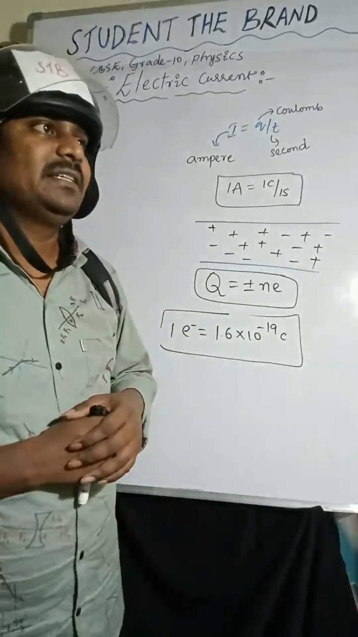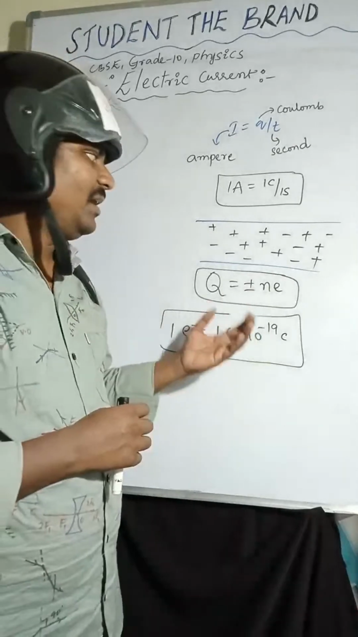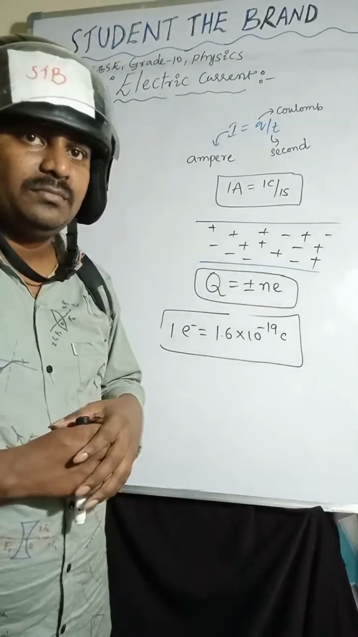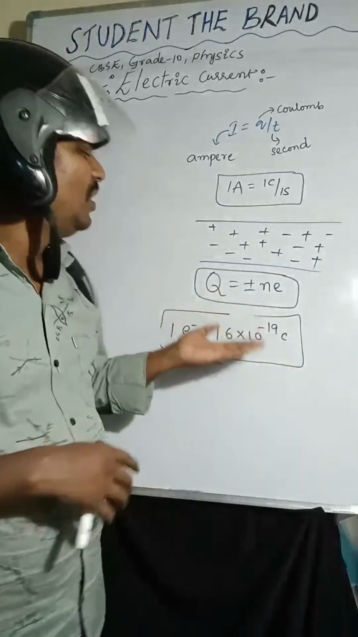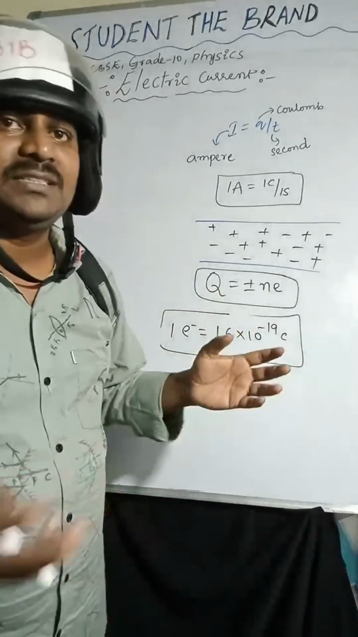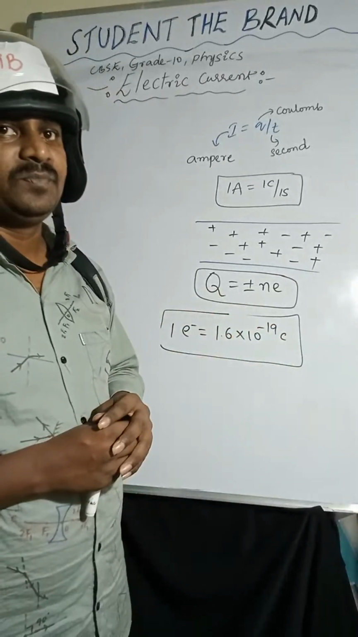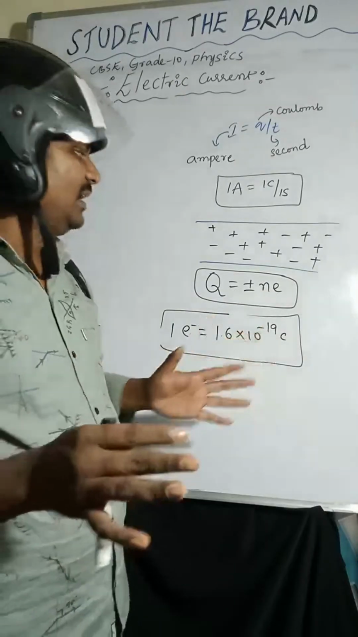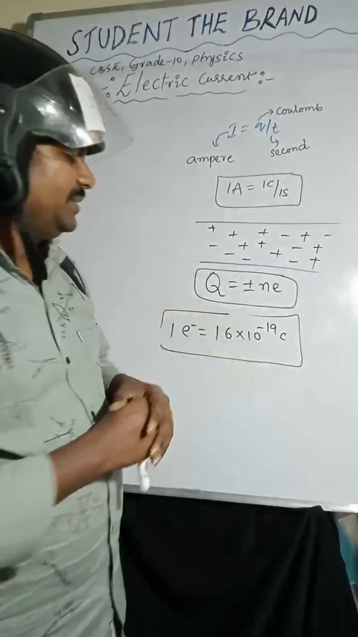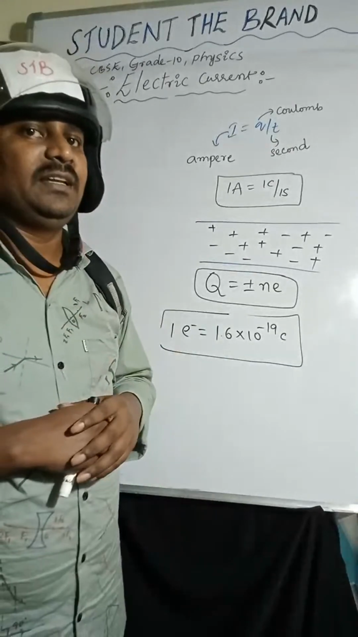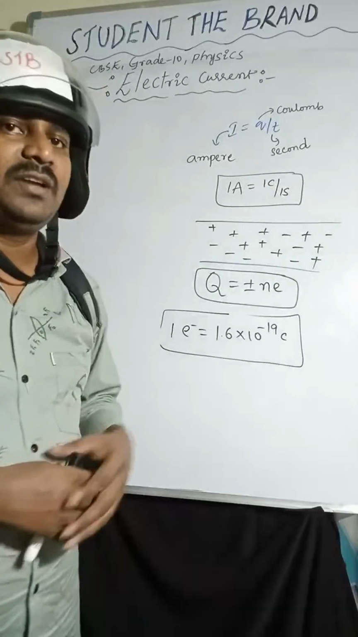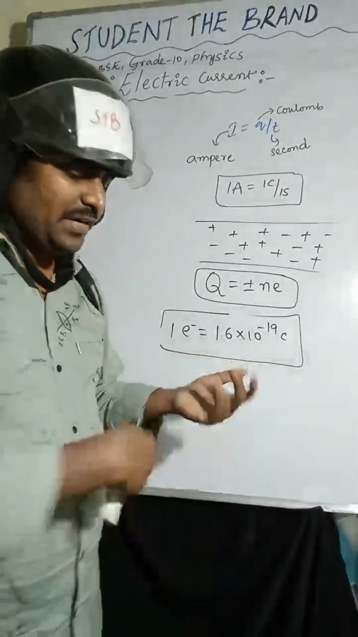Second point: will a value less than this exist? No, because on one electron the charge is 1.6 into 10 power minus 19 coulomb. That is fixed. Okay, sir, you said on one electron this much coulomb is present. In 1 coulomb, how many electrons are present? I want to know that value. Can you explain that? Yes, definitely I will explain.